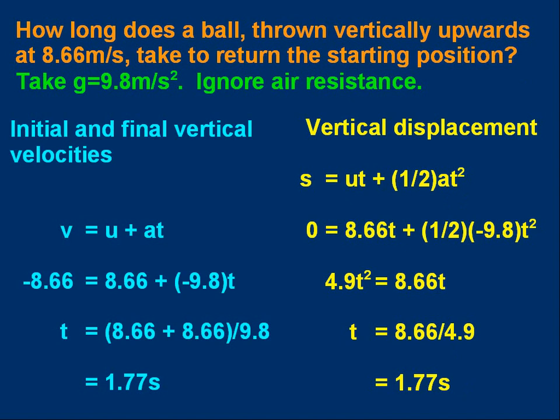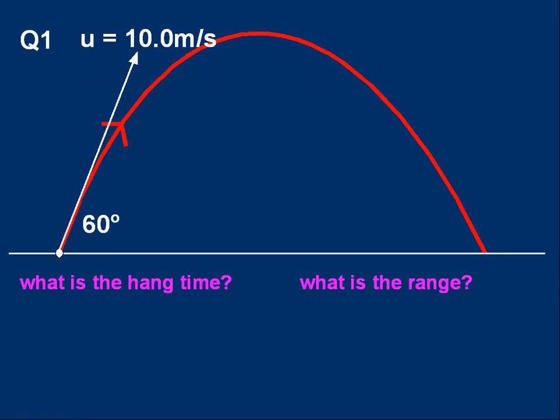Now, here's an entire problem for you. Here's our projectile, initial velocity 10 meters per second at an angle of 60 degrees to the horizontal. Can you now do the whole problem? Can you find what the hang time is? That just means the time it's in the air. And then can you find the range? How far does it travel horizontally? Pause the video, see if you can do the whole thing.